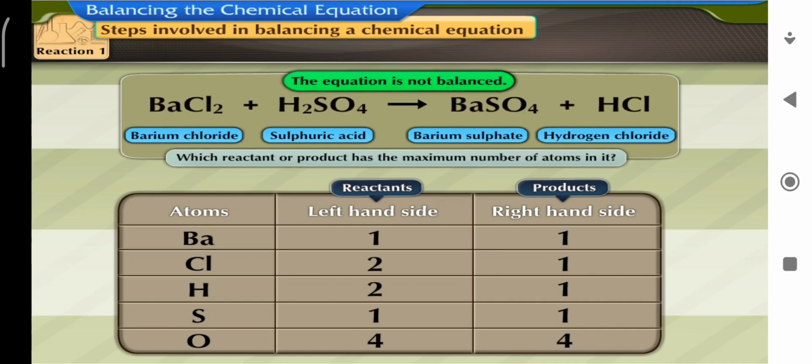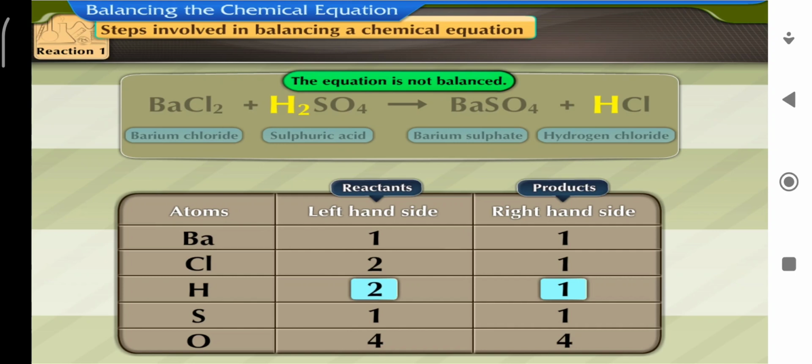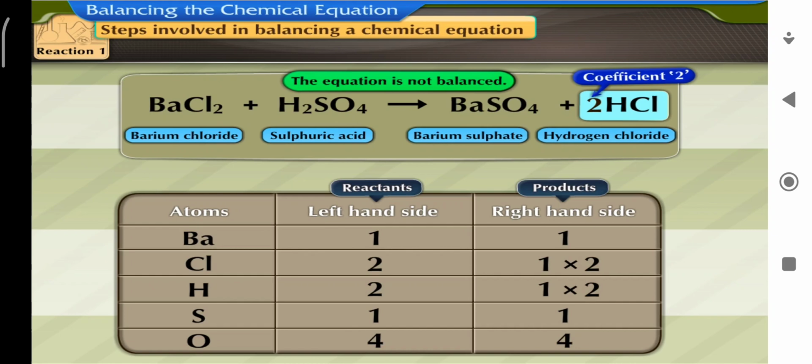Which reactant or product has the maximum number of atoms in it? Sulfuric acid, H2SO4, has the maximum number of atoms. Let us first balance the hydrogen atoms. We know that the number of hydrogen atoms is not equal on the left-hand side and the right-hand side. Put coefficient 2 for the HCl molecule to balance the hydrogen atoms. The equation can now be represented as BaCl2 + H2SO4 gives BaSO4 + 2HCl.